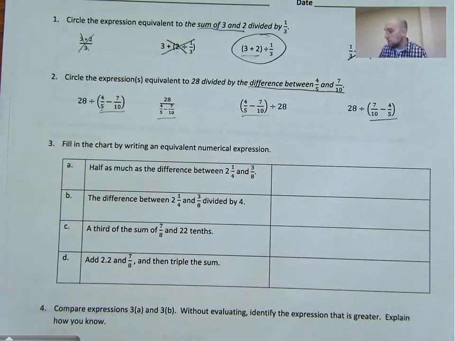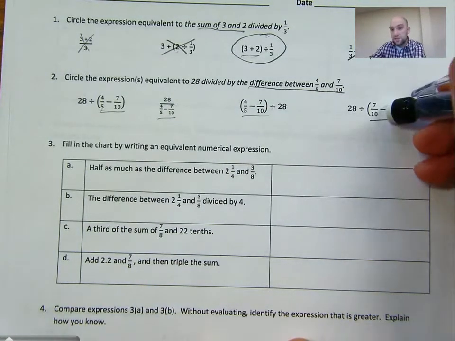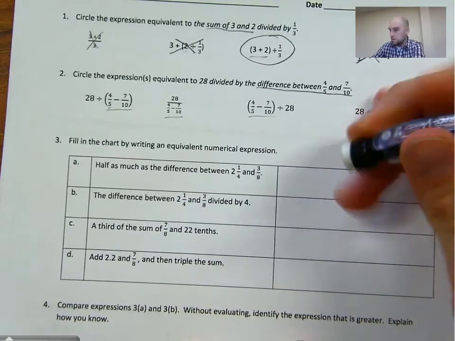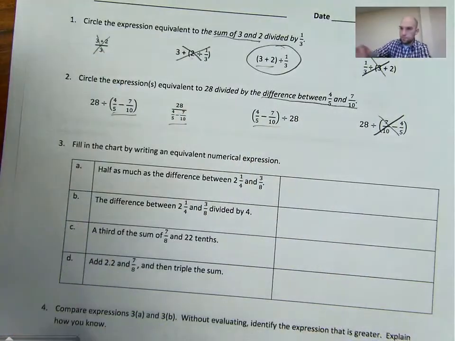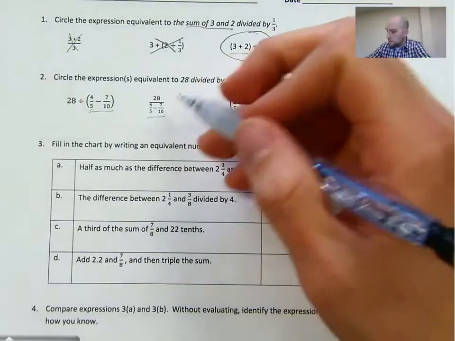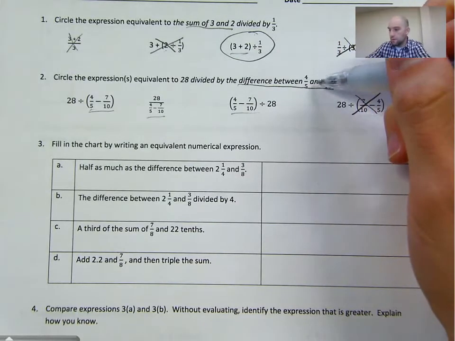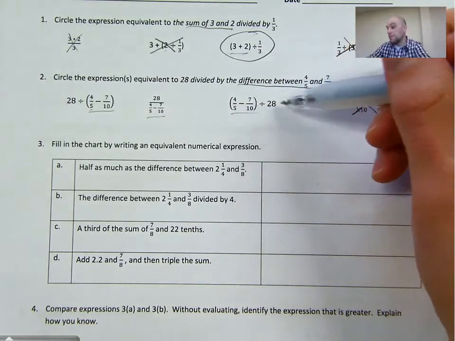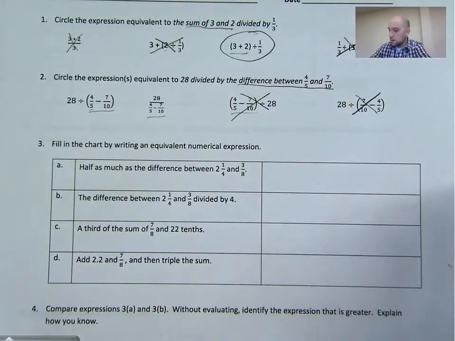Okay, oh, hold on. I went too quickly. This is not 4/5 minus 7/10. This is 7/10 minus 4/5. So this one cannot be our answer. Now we're looking for 28 divided by the difference between 4/5 and 7/10. Well, this is the difference between 4/5 and 7/10 divided by 28. That's not going to work.